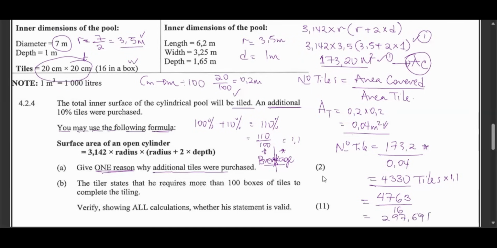I have 297.69. Remember, we are buying boxes. Since we are buying boxes, we can't buy half a box. So this brings us to 298 what? Boxes. And indeed, because I say verify all, you're showing all calculations.